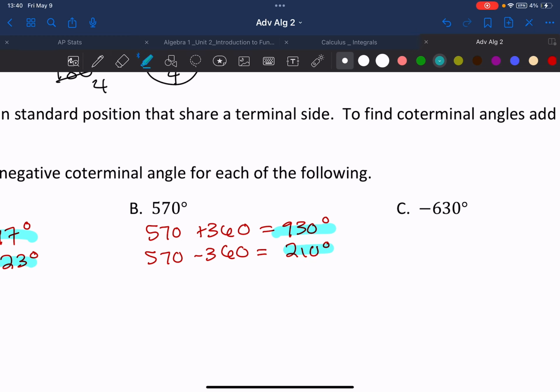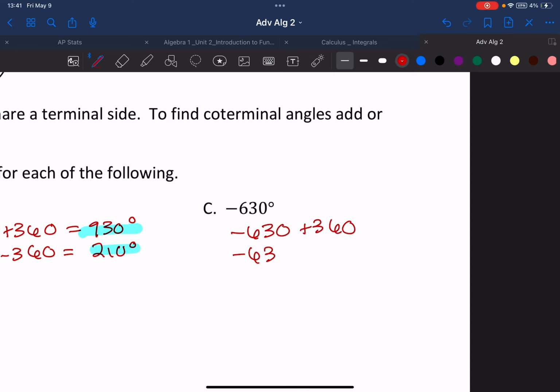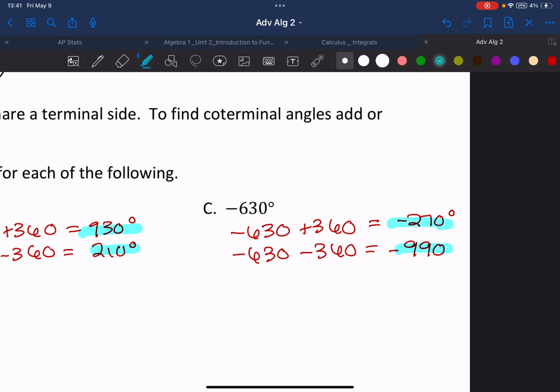These are my answers. And then lastly, part C, negative 630 degrees plus 360 degrees, and then negative 630 degrees minus 360 degrees. So this is going to give me negative 270 degrees. And this one's going to give me negative 990 degrees. Okay.